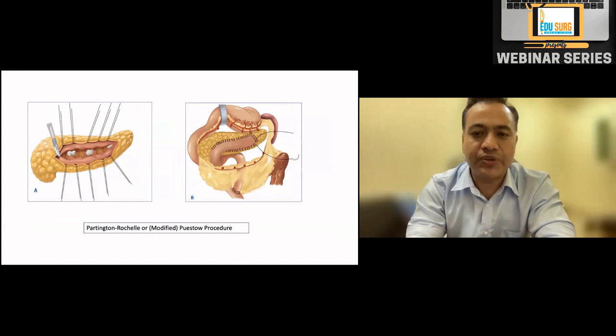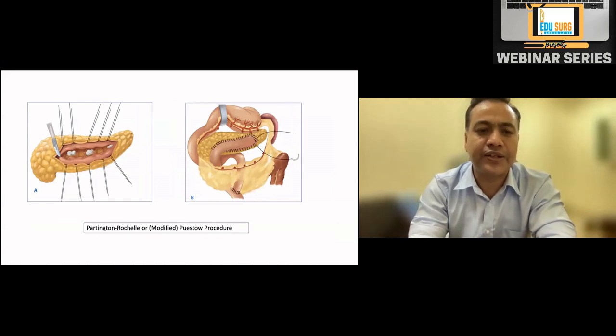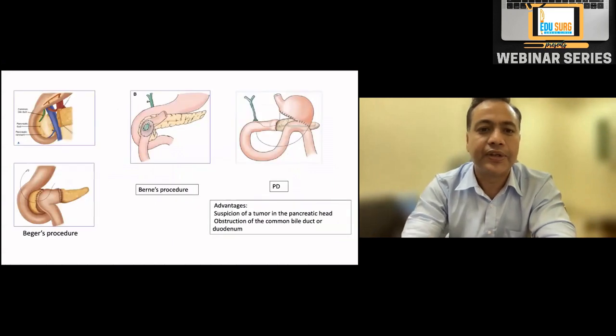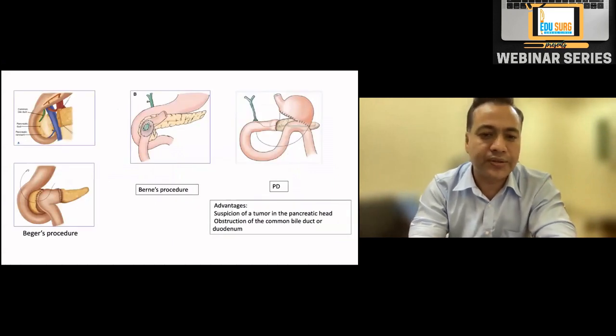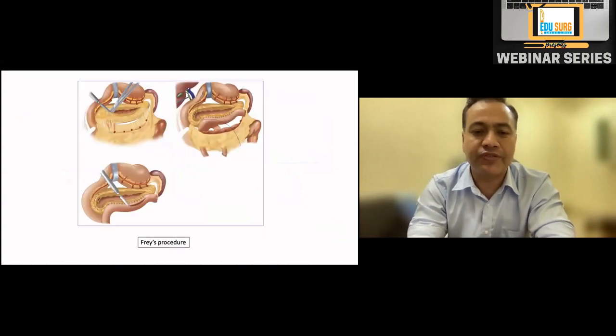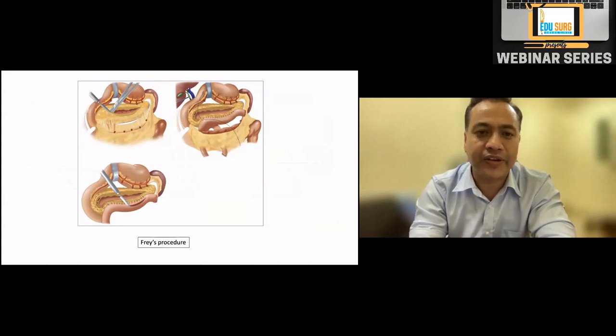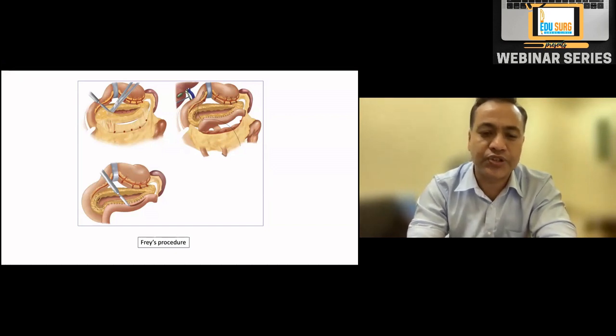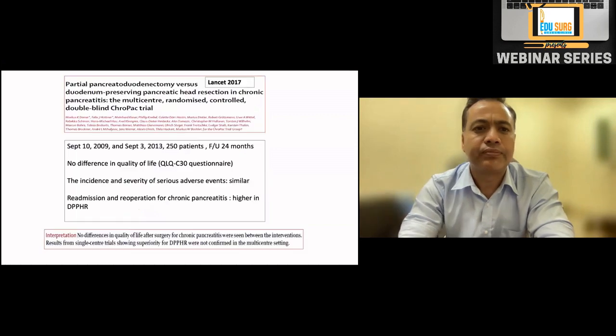The modified Puestow, which is sometimes used when the head part is very atrophic and the duct is very much dilated. The resectional procedures like Beger or Bern modification or pancreaticoduodenectomy are among the most used resectional procedures. And then comes the Frey procedure, which is a combination of both, the resection, which is done in the form of head coring, and the whole of the duct is then drained into the jejunum. I think this is one of the most frequently used surgical procedures in our part of the world.